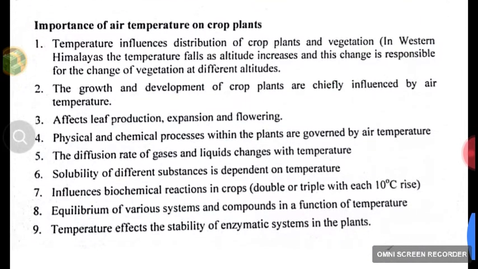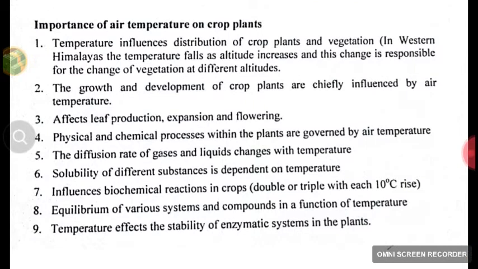Let's see the importance of air temperature on croplands. It influences the croplands and vegetation. It also influences the growth and development. It affects the leaf production, expansion and flowering. It also affects the physical and chemical process and also the biochemical process. Means for every 10 degree rise in temperature the rate of respiration doubles. It also influences the rate of diffusion of gases and liquids. And it also affects the stability of enzymes.